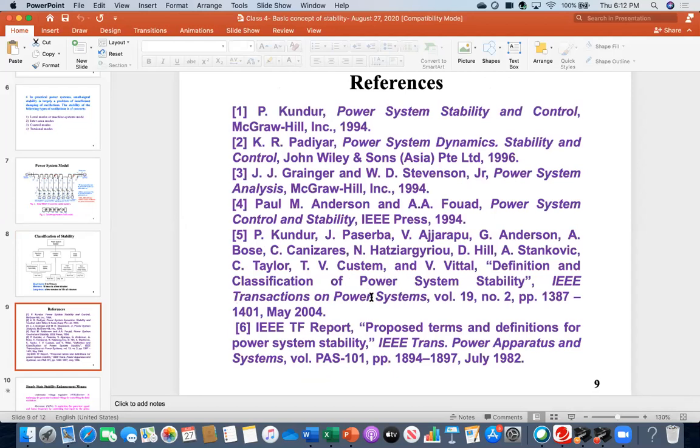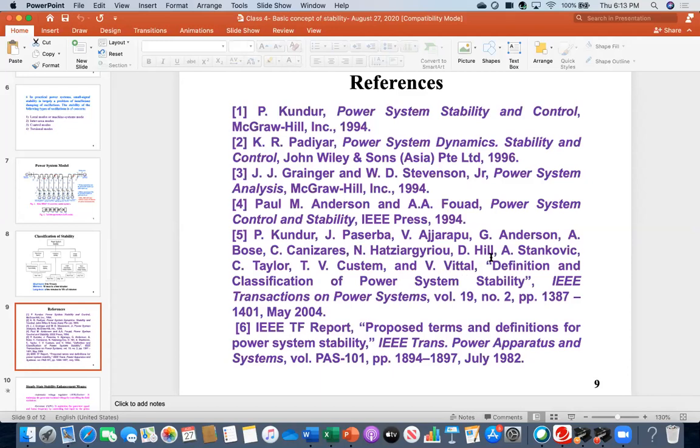You can download it. It was published in May 2004, and there are at least 10 authors. All are very, very famous professors in the power field. The first author was Prabha Kundur, the writer of the book. Unfortunately, he passed away 2 years back. He contributed a lot in power systems. He was working at Hydro-Quebec in Canada. And the last author, Vijay Vittal, is a professor at Arizona State University.